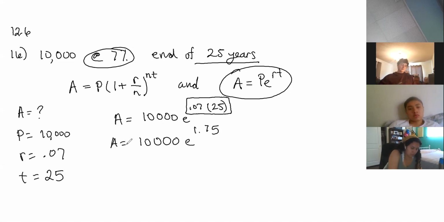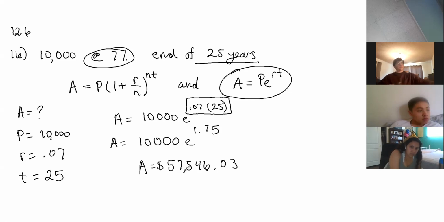And do you guys know how to type that in your calculator? Yes. Okay, so you type in 10,000, second LN would give you your E key, and it's raised to the 1.75, and that gives me 57,546 and 3 cents. So we'd have $57,546.03. Questions on that one?